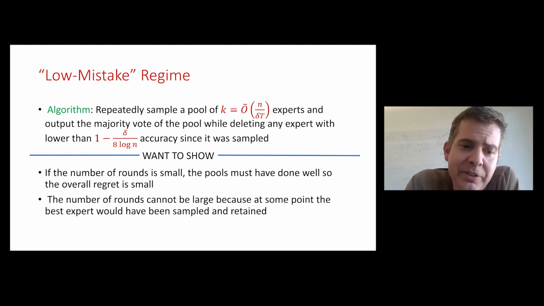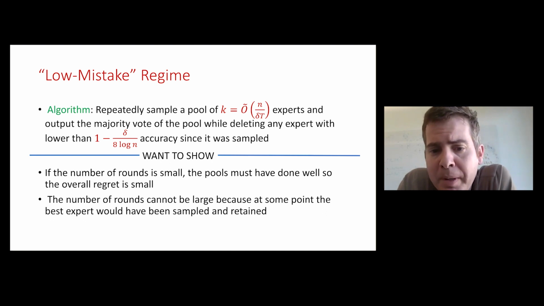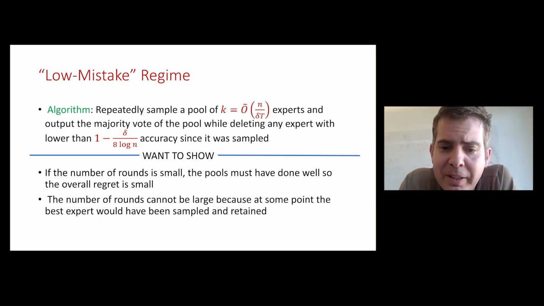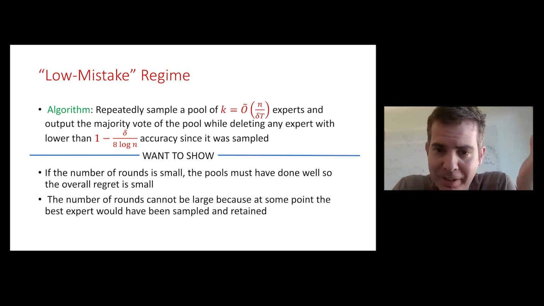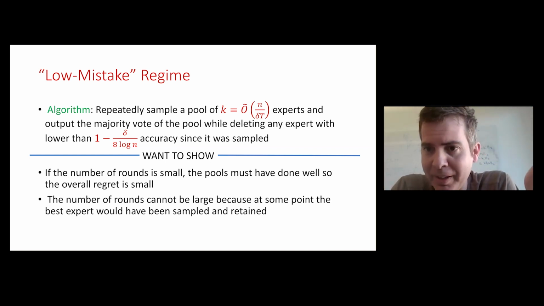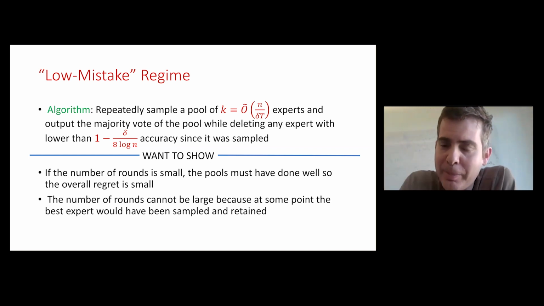And what the analysis shows is if the number of rounds is small, the pools must have done well, so the overall regret is small. And the number of rounds cannot be too large, because every time you start a new round, you randomly sample k experts. So if you have enough rounds, you're going to sample the best expert.